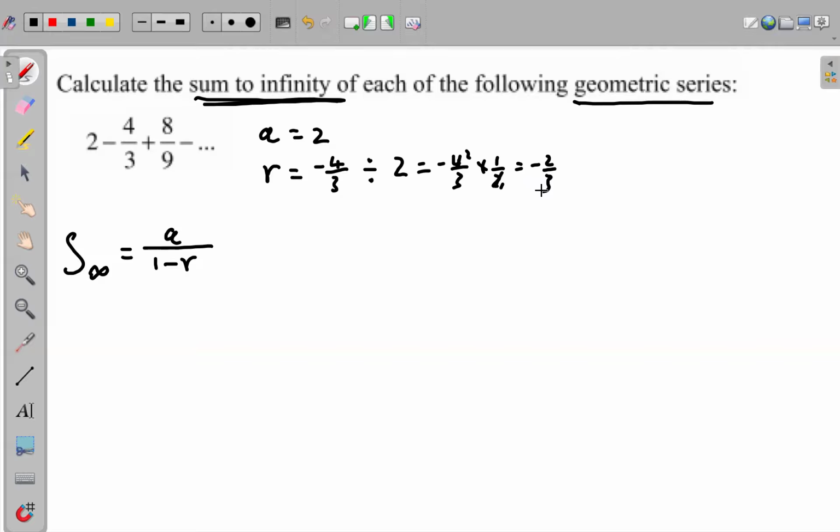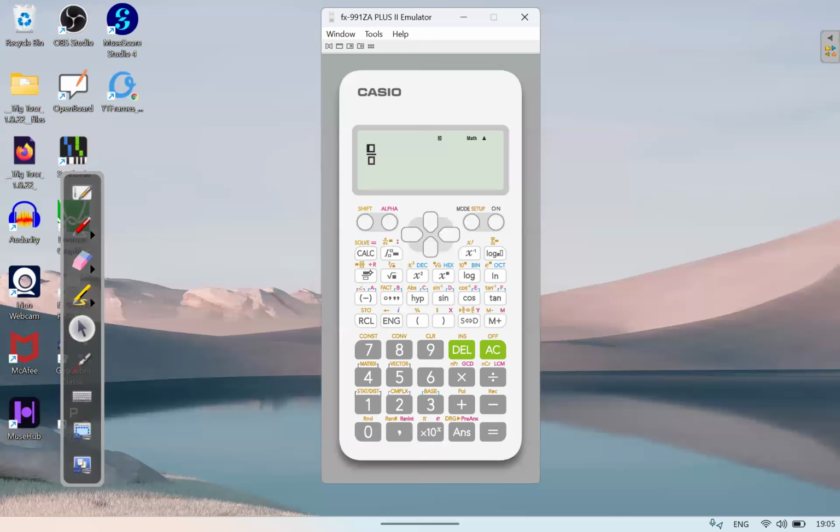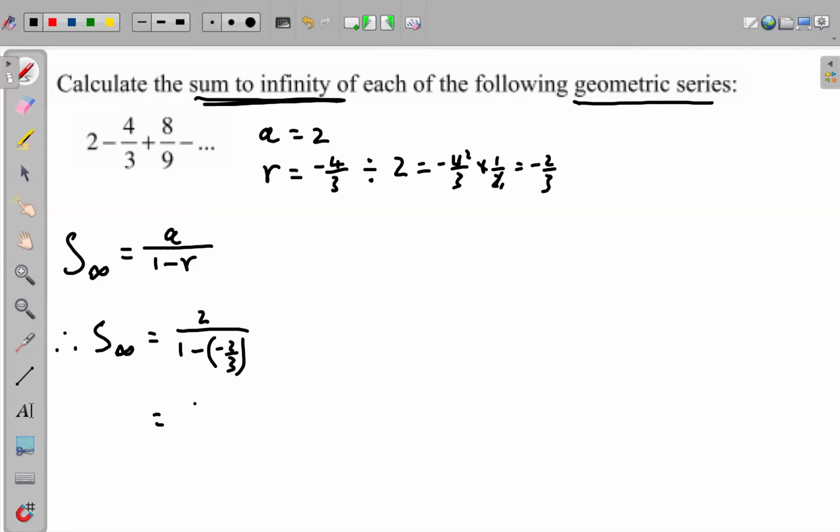Now, the next thing that I'm going to do, I'm going to substitute. Therefore, the sum to infinity is A is 2, over 1 minus, watch out, you are subtracting -2 over 3. And then you want to do this in your calculator. So you're going to go 2 divided by, then 1 plus 2 over 3 now, because that whole thing changes. And I'm getting 6 over 5. So the sum to infinity is 6 over 5.